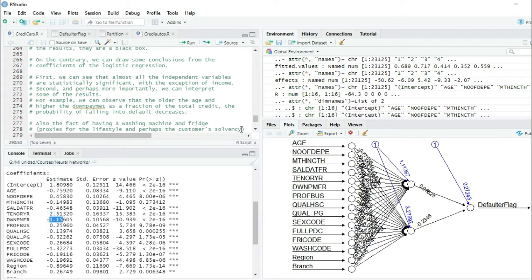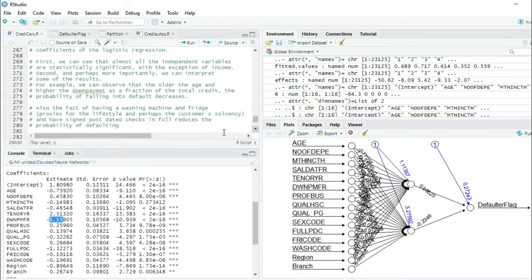On the other hand, having a washing machine and a fridge, which are proxies of the person's lifestyle and perhaps the customer's solvency, their capacity for repaying the credit, and also having signed the full post-dated checks, you can see here, they also reduce the probability of defaulting. These three variables have a negative coefficient, as you can see.